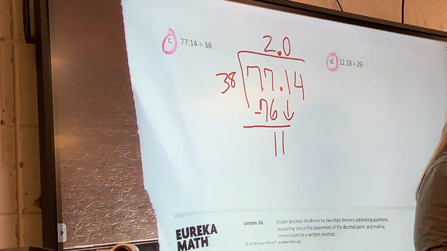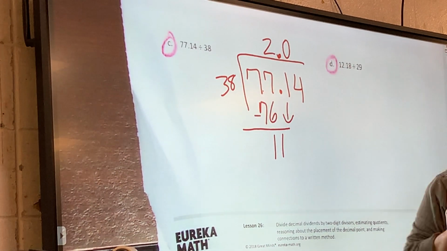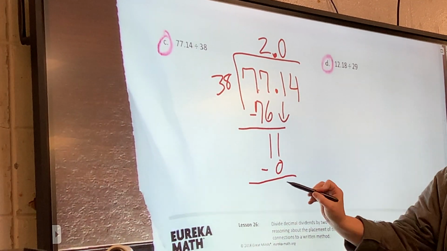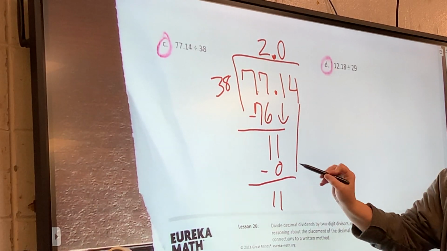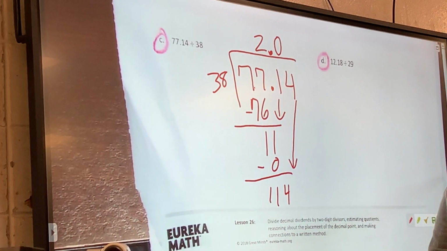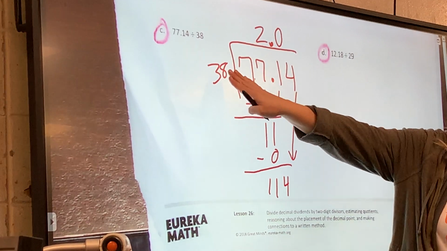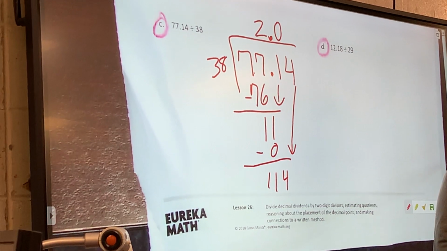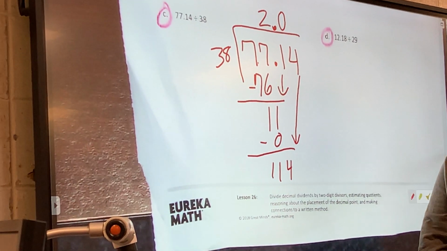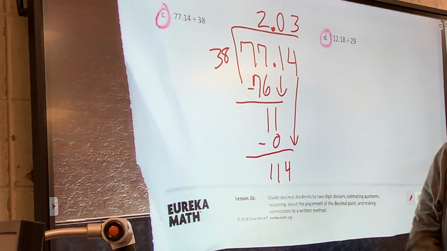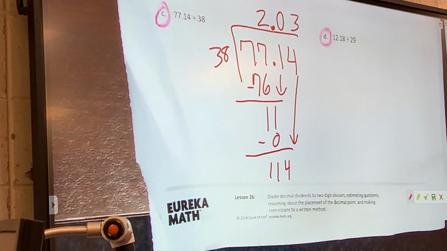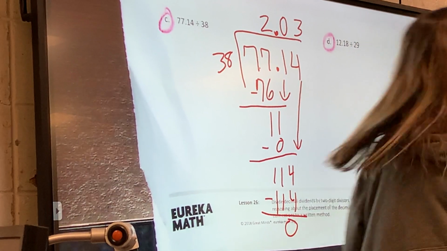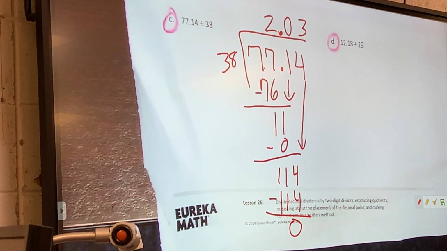Everybody do these steps. What is 0 groups of 38? 0. I subtract 11 minus 0. 11. And then I bring down. Now I'm in business. How many groups of 38 are in 114? Aaron? 3. Because 38 times 3, I believe, is 114. Am I correct? Yes. 114. So I have 2 and 3 hundredths.